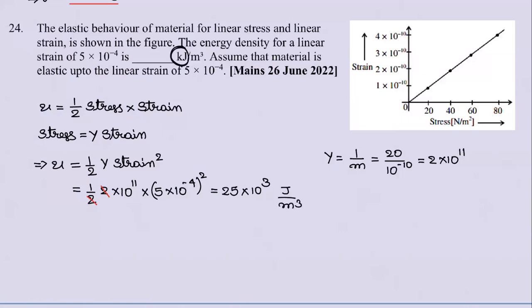But check it, they gave kilo here. 10 power 3 is kilo. So answer is, let us put therefore there. Therefore, U energy density is equal to 25 kilojoule per meter cube, right? So answer is 25.